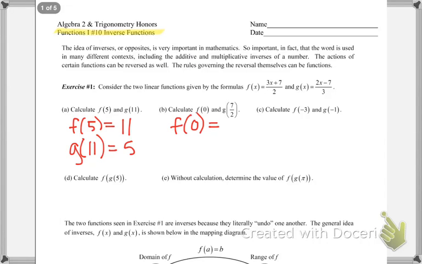If we store 0 in function f, we get 7/2. If we store 7/2, we end up getting 0.